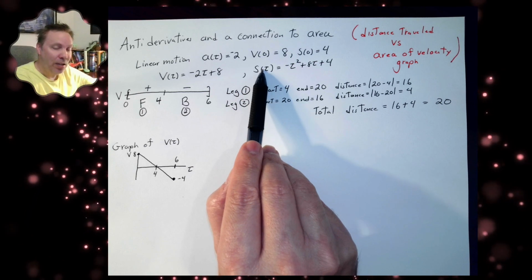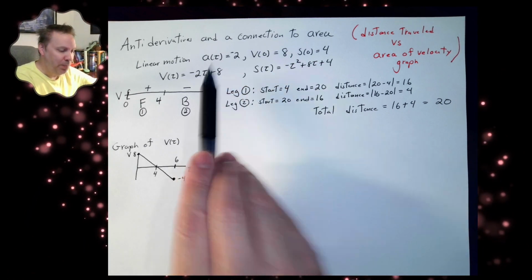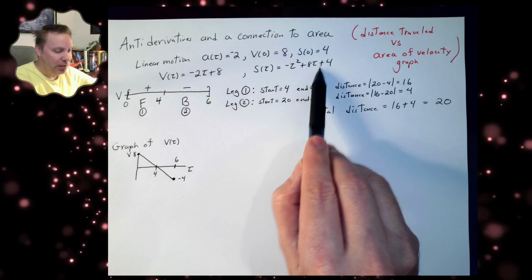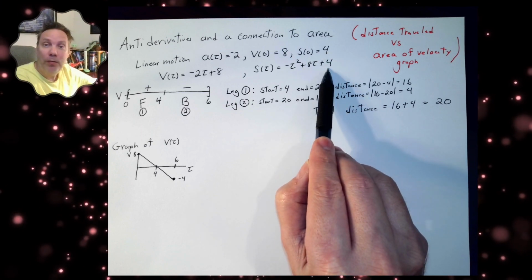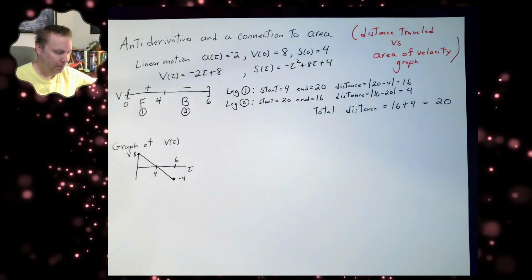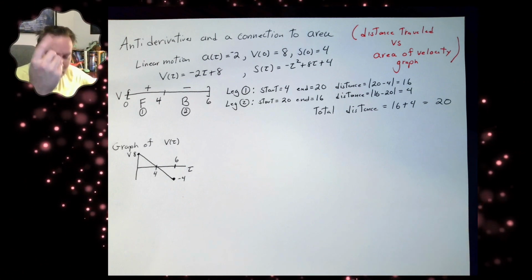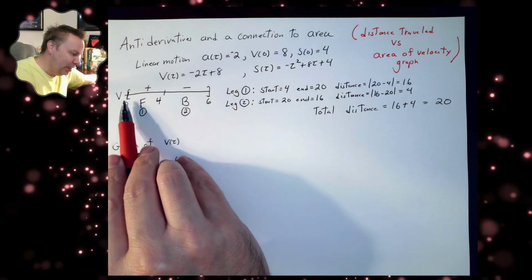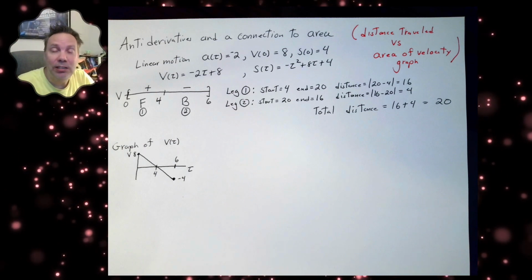Figuring out the displacement function, I take the antiderivative of -2t plus 8, and I get -t squared plus 8t plus, when I do my calculations, I get a 4 for my constant. So how do I figure out the total distance traveled? I'm going to pick two numbers here. I want the total distance traveled between 0 and 6, in other words, for the first 6 seconds of motion.